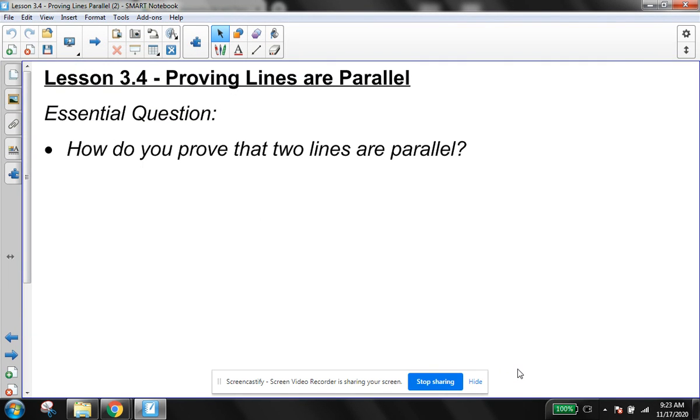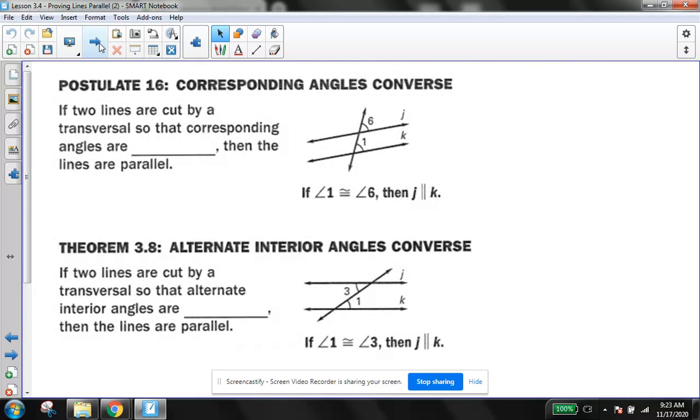What we're going to be working on today is learning how to prove lines parallel. So the essential question by the end of today's lesson is, how do you prove that two lines are parallel? In the past, we've already learned about corresponding angles, alternate interior angles, and so forth. So a part of today's lesson is going to sound familiar to you. However, what we're going to be doing is the flip-flop situation, the converse.